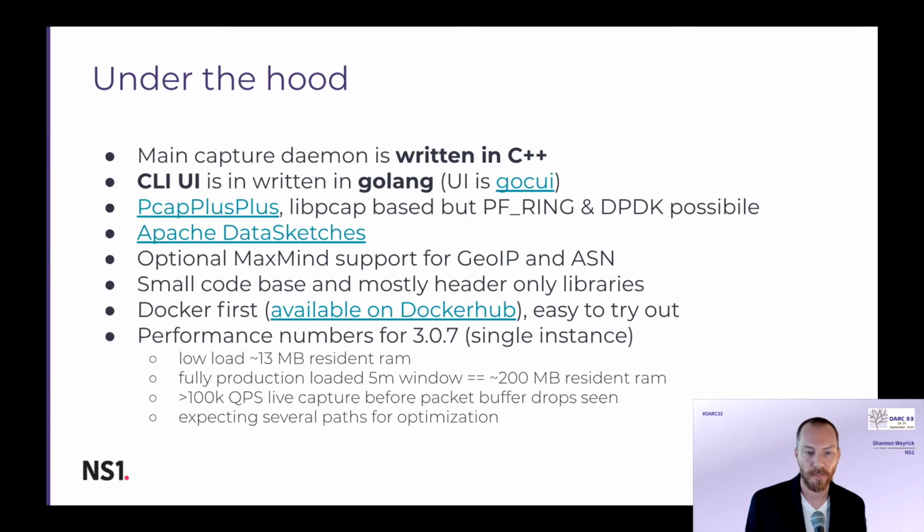I tried to keep the dependencies light, so really the only library dependency is pcat++. Everything else is header only, so it's super easy to build yourself if you like. At NS1, we use a lot of containers and a lot of Docker, so this is Docker first, if you will. It's available on Docker Hub. It's super easy to pull, run and try out if you've already got Docker installed.